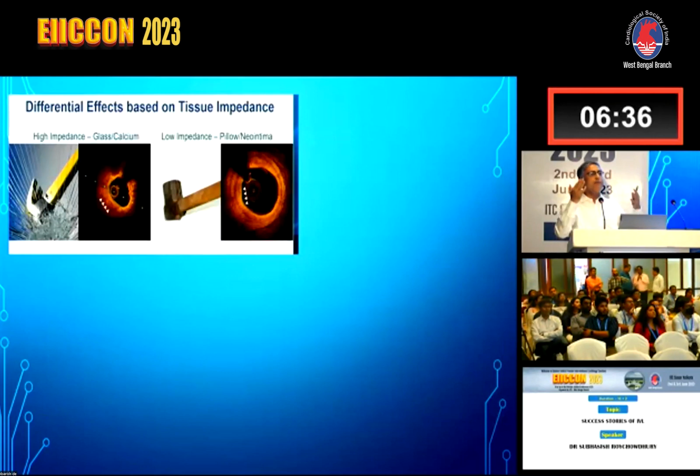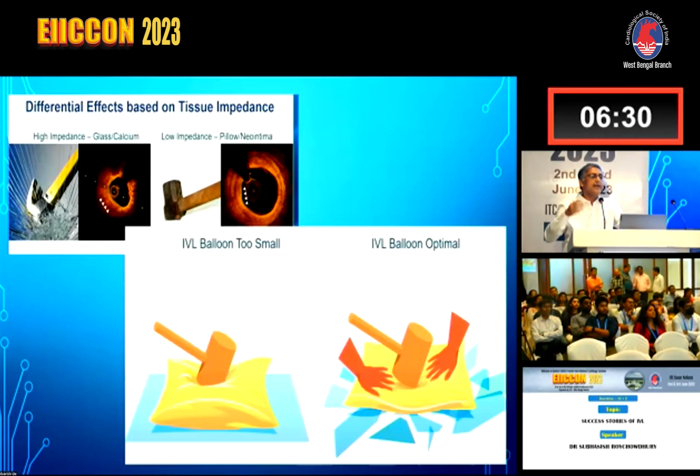So when we are hitting the calcium, it breaks. But when we are hitting a soft plug, it doesn't break. The importance of this is to understand that if we are taking an IVL balloon which is too small, that will not crack the calcium. It's only when we are able to squeeze that soft plug out and touch that calcium properly that we will be able to break that calcium. So that's the most important thing to remember when you're using IVL, that it should be properly sized so that it's not too small and away from the calcium plate.